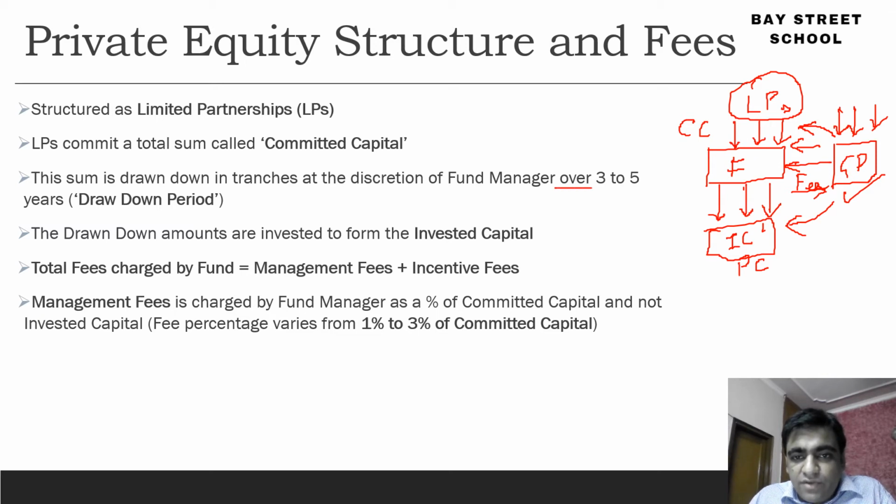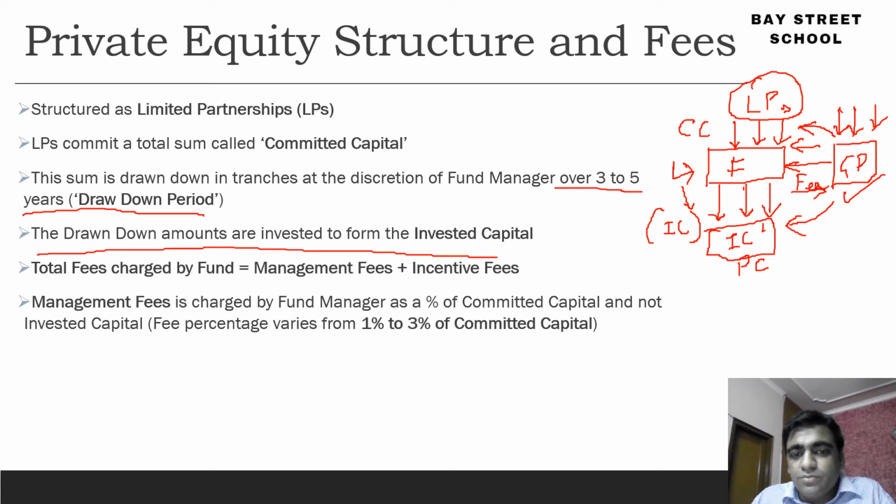It will take roughly 3 to 5 years to identify all the investments and draw down the entire committed capital into the fund, right? Whatever has been drawn down at any particular point in time, whatever has reached this stage and is ready to be invested or has been invested, is called invested capital, right? Generally, drawdowns happen when there is an investment ready to be made. So invested capital is all the money that is deployed here, at the investee company stage.